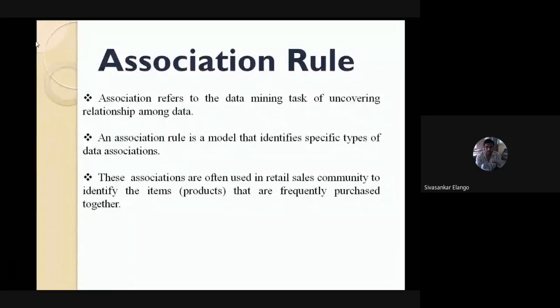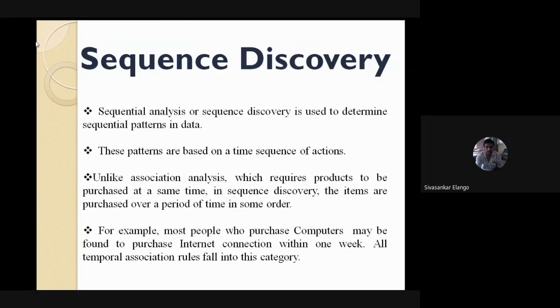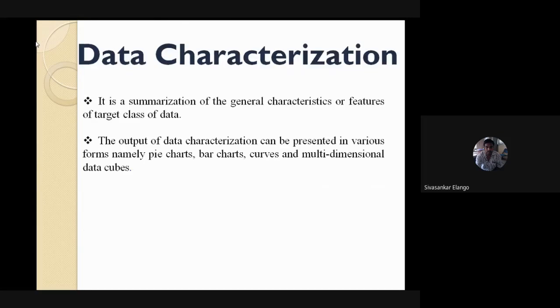So the next analytic task in a data set can be association rule mining, which is used to identify relationships among data. Like it is used by the retail sales community to identify the frequently purchased items together in a market basket, right? That's known as association rule mining. Similar to association rule mining, we have sequential rule mining, where an event occurs that triggers some other event over a period of time, right? For example, you buy a computer, you are likely to buy an internet connection within a short time. It's known as sequence discovery.